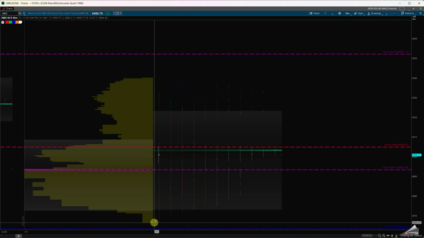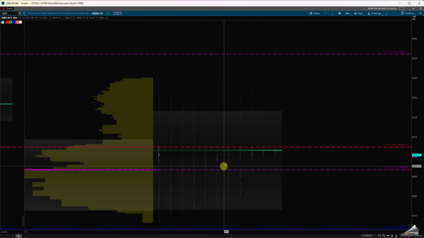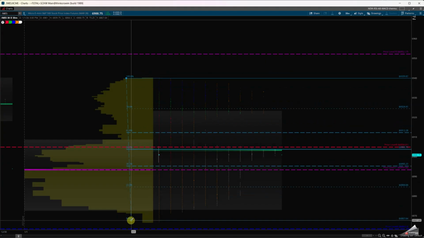68, 66.50. And if I do a Fibonacci from high to low, my midpoint is right here. So we close just slightly around the 50%. If I do get a Fibonacci, just to show you how it looks, you can see the high is 69.39.75 to the low down here.